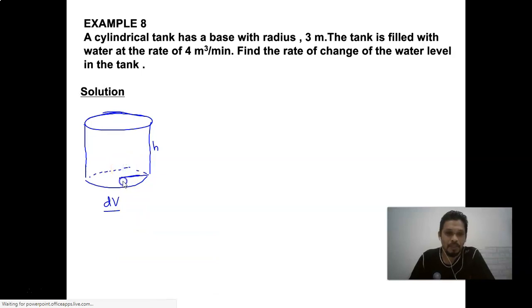Where R is equal to 3. The tank is filled with water at the rate of 4 meter cubed per minute. The change of volume with respect to time, dV/dt, is equal to 4 meter cubed per minute.